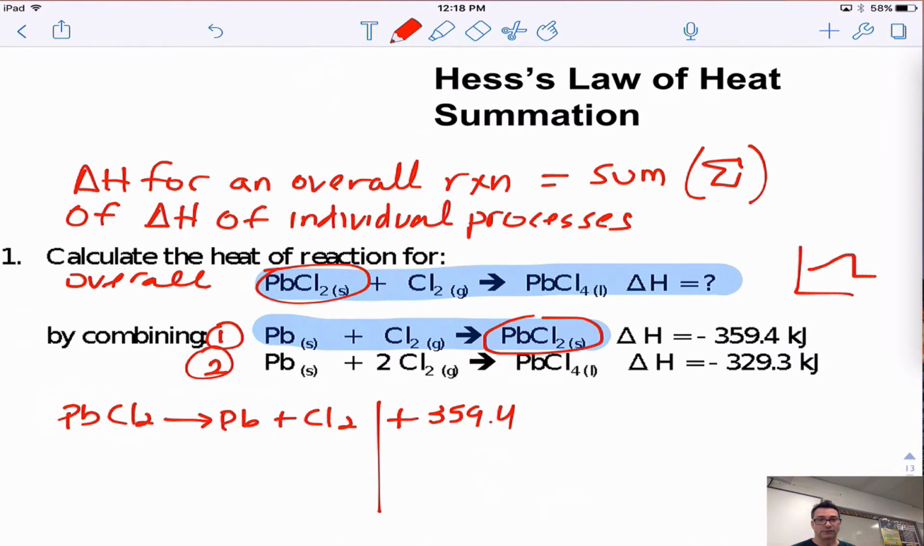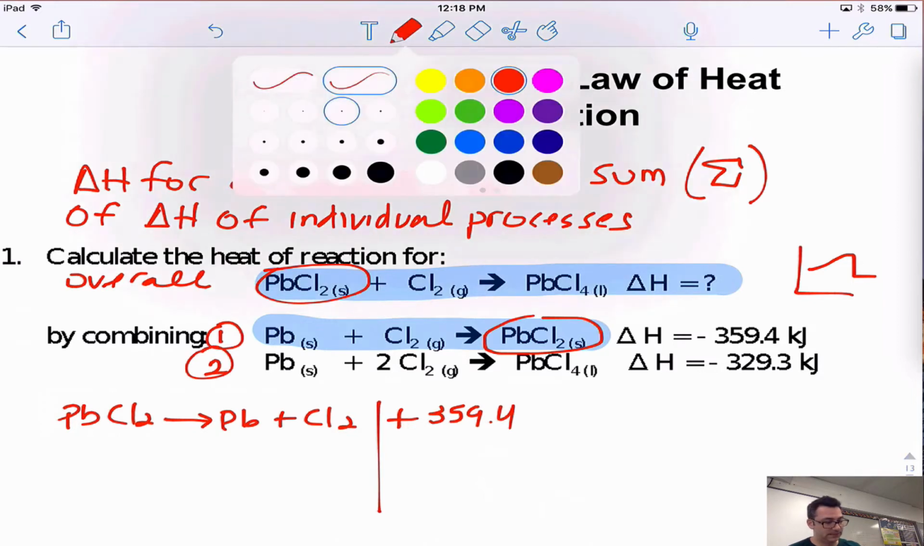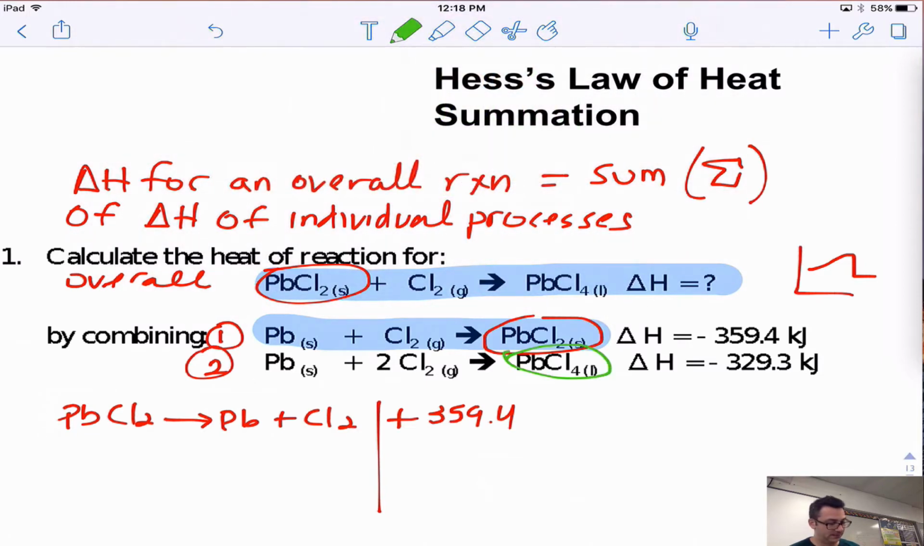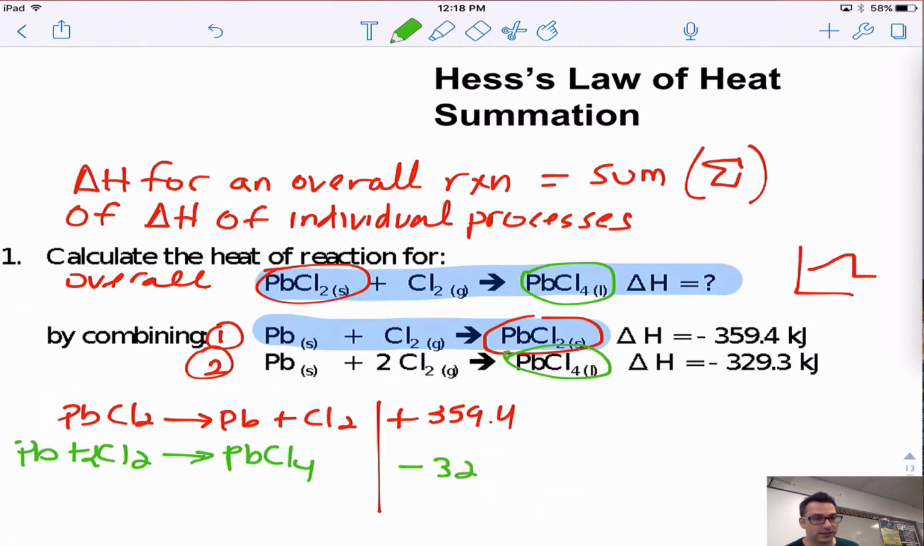Now I look at the second reaction. The second reaction matches up with PbCl4. There's a PbCl4 over here and a PbCl4 over here, and in this case, it's on the correct side. They're both on the product side. So if I write this one down, I have Pb plus 2Cl2 yields PbCl4. I didn't change anything about that reaction, so the delta H is going to be exactly as seen, negative 329.3.